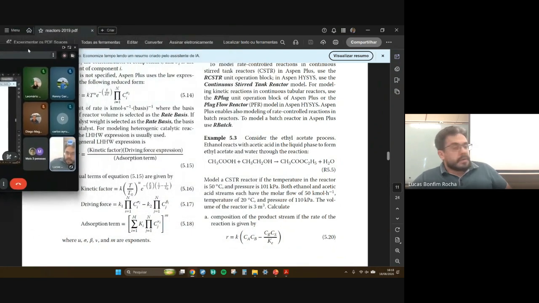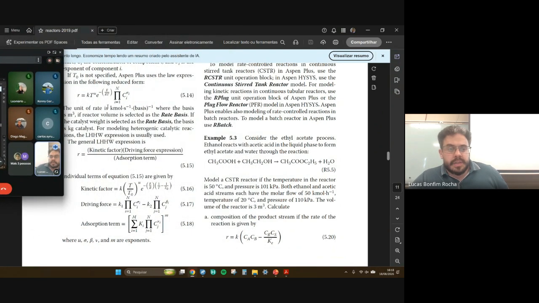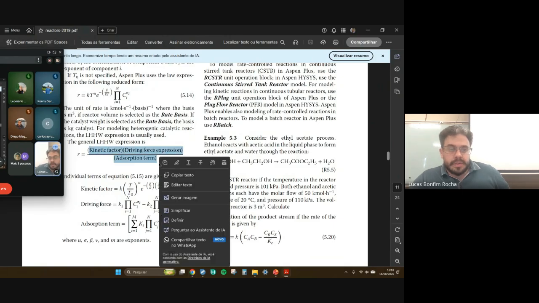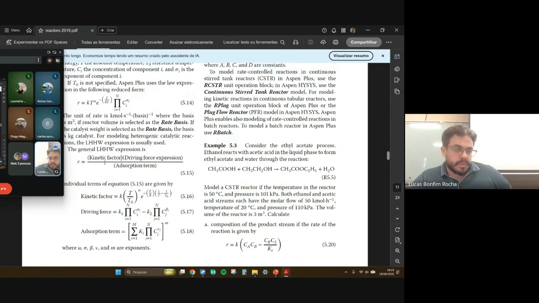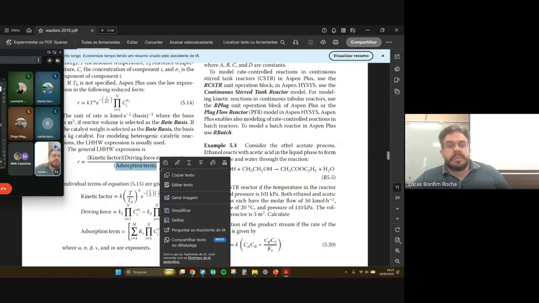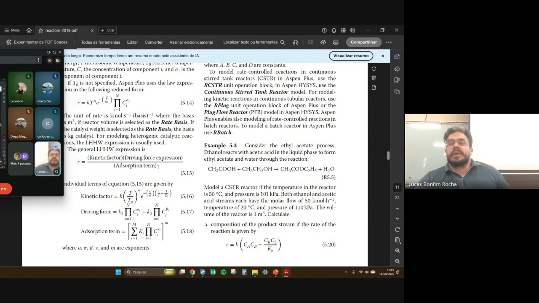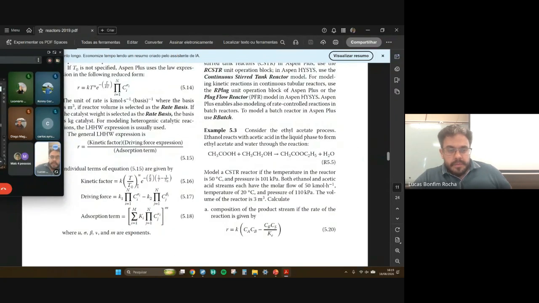In this file that I have sent to you in your Telegram group, we have the general form or expression for the Langmuir-Hinshelwood-Hougen-Watson model. If you do not consider the adsorption term, it is the power law expression. But this model considers this denominator term, which we call the adsorption term because it has the influence of the adsorption on the surface of the catalyst. So we are considering some effects caused by this catalyst.